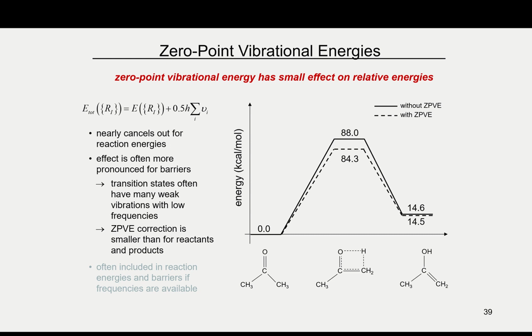Zero-point vibrational energies have small effect on relative energies. They will give you very little effect. E total at R1 is equal to E(R1) plus 0.5 h summation of vi. Nearly cancel out for reactants. You can see in here. And for the products, there is very little. So it nearly cancels out for reaction energies.